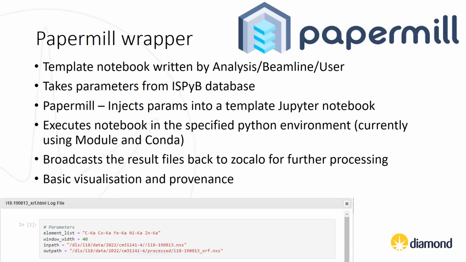A reference to the environment you want to run that notebook in is also stored in the ISPyB database as a processing parameter. So we can then tell Zocalo, please launch this notebook using this environment, and it should all run nicely. This wrapper broadcasts the results back to Zocalo for either further processing or for showing in ISPyB. And because it's a Jupyter notebook, we get quite basic visualization and provenance, but it's absolutely better than nothing.